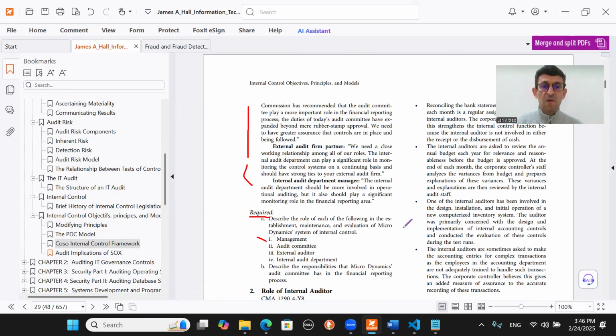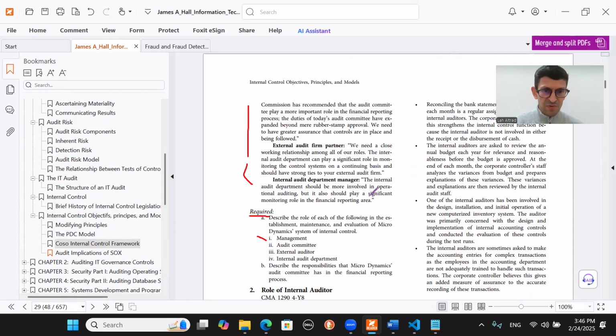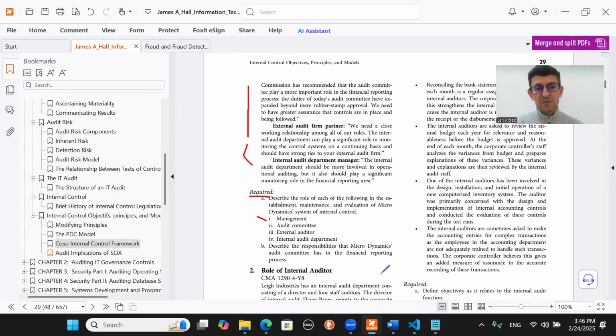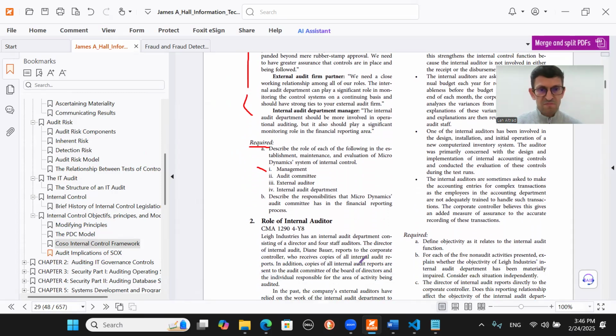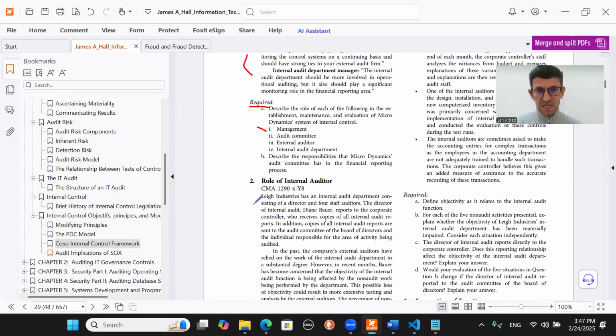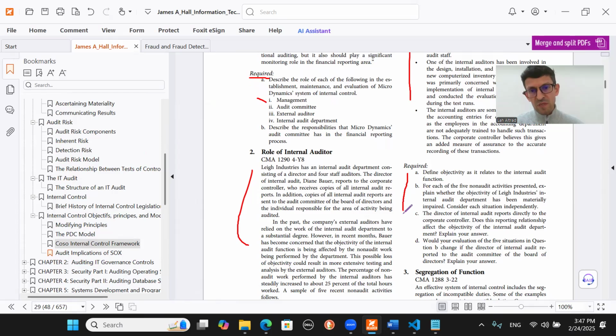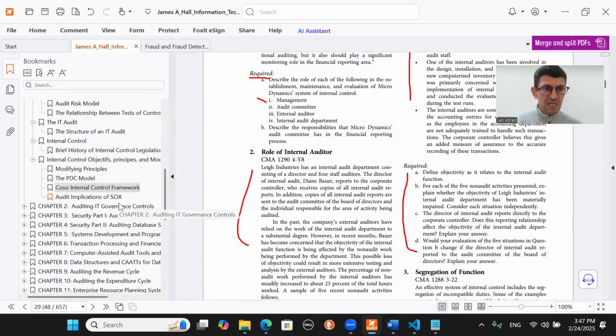I saw these are the main requirements from this case study, which is the first one, audit committee. That's the title of this case study. It's a case study or problem. The second problem here is the role of the internal auditor. So what are the roles? They will give you some real case or system or problem that happened somewhere, and they describe it here, and also the problem in maybe points. Then they will ask you to find out something like, define objectivity as it relates to the internal audit function. This is something that happens in most of these chapters: second, third, and so on.